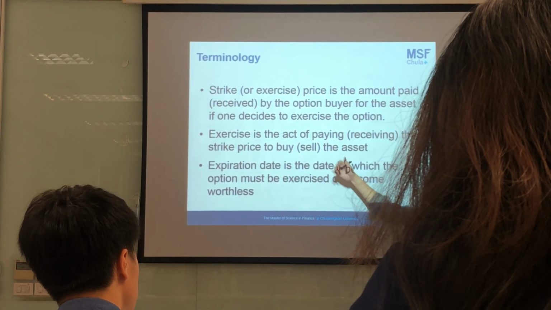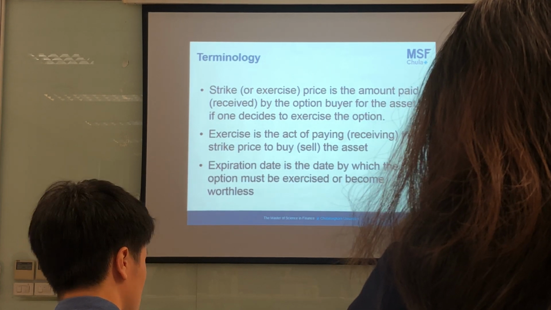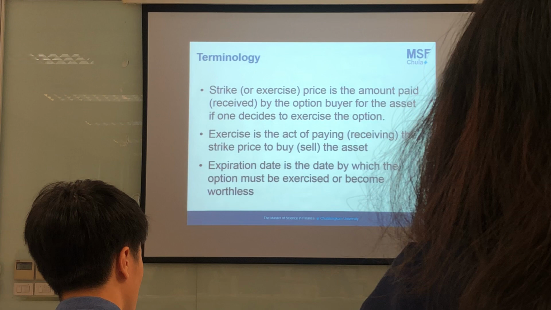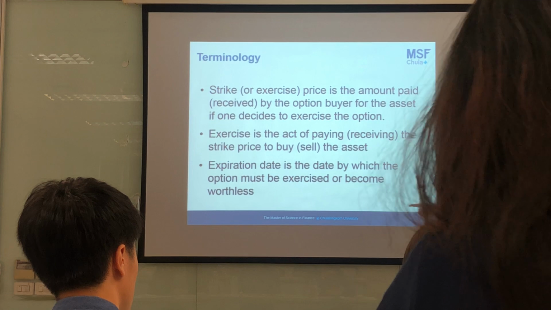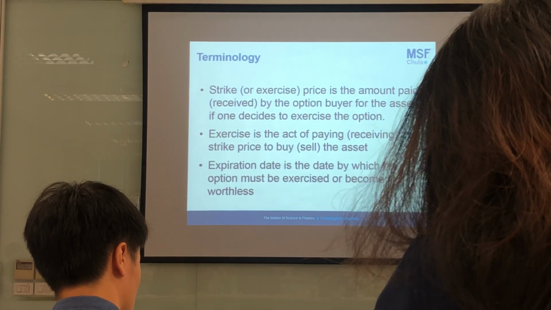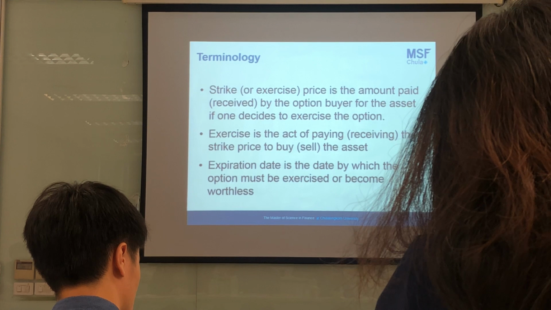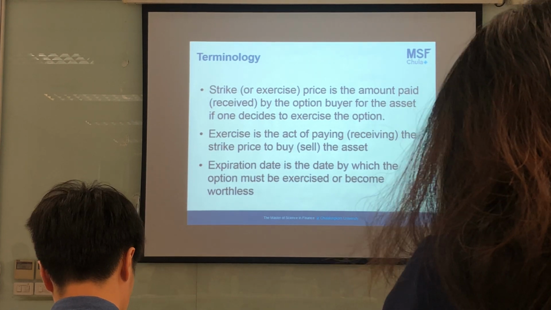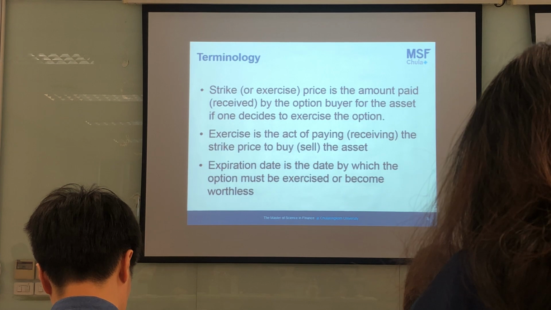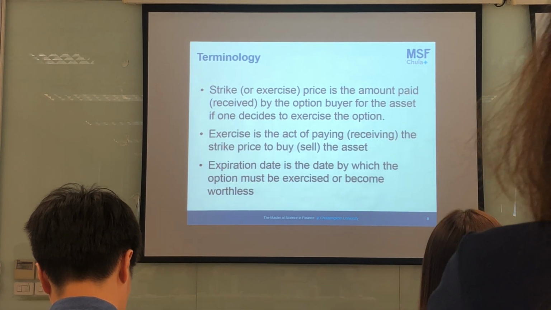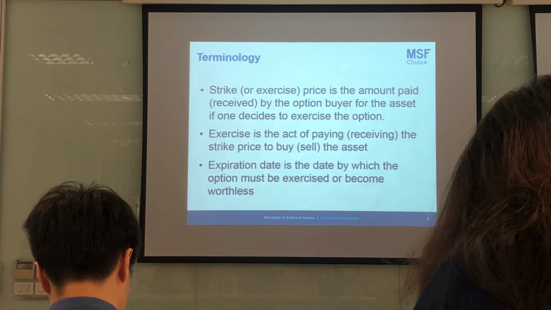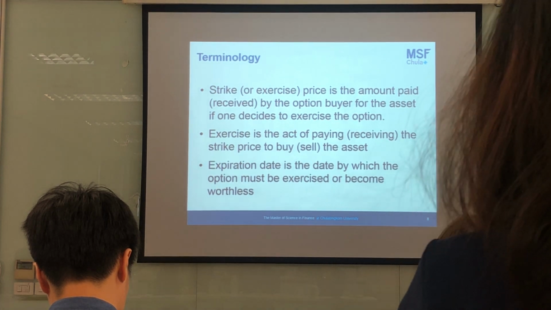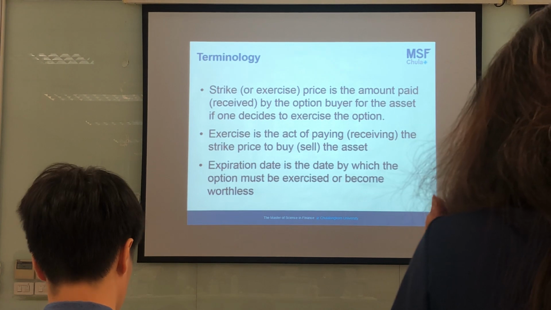And exercise means you want to use your right to buy or sell the underlying asset. With whom? Basically with the writer. The writer has the obligation because they got the money from the option holder. So the option writer issues this option and gets the money, the option premium. So the option writer has the obligation to honor the deal based on the option.